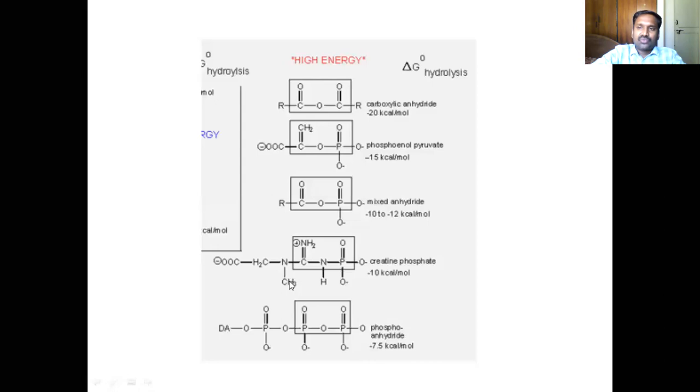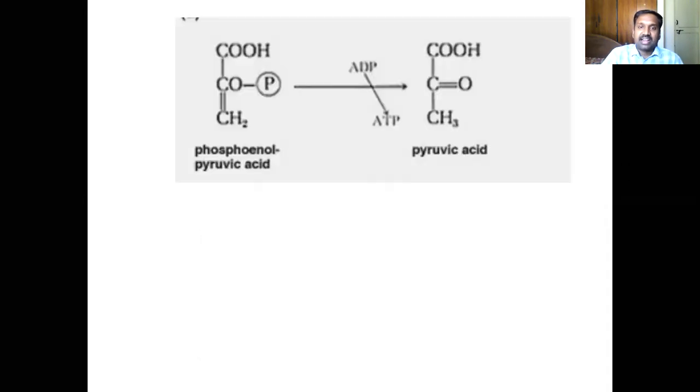Therefore, the cell has to find some molecules which contain these bonds: anhydride bonds, enol pyruvate phosphate ester bonds, mixed anhydride bonds, something like this. These bonds should be present in the molecules. Now the question is, are there molecules in the cell which have these bonds, so that they can be hydrolyzed to derive a lot of energy which can be used for ATP coupling? In fact, there are some molecules. Look at this very small molecule. The name of the molecule is phosphoenol pyruvate.